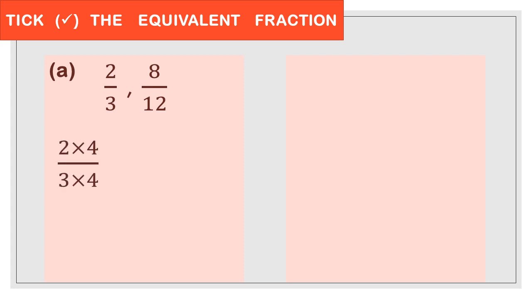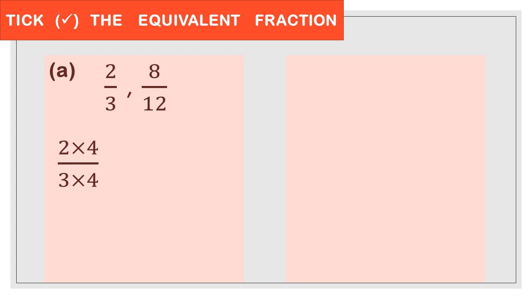Tick right the equivalent fraction. Question number A, 2 upon 3 and 8 upon 12. In this question, to find the equivalent fraction of 2 upon 3, which number will you multiply to 2 to get 8? Yes, 4 because 2 4s are 8. So multiply numerator and denominator by the same number 4.